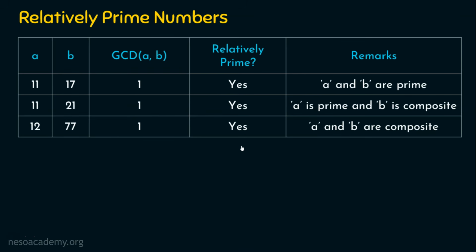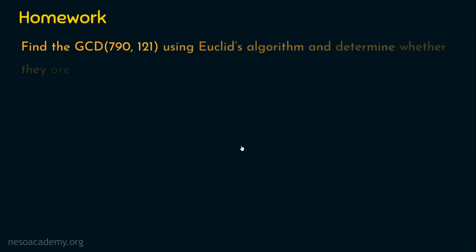And that's it guys. Before we sign out, let's see the homework question. The question is, find the GCD of 790 and 121 using Euclid's algorithm. After finding the GCD, you are required to determine whether they are relatively prime to each other or not. I request you to solve this homework problem and post your answers in the comment section.